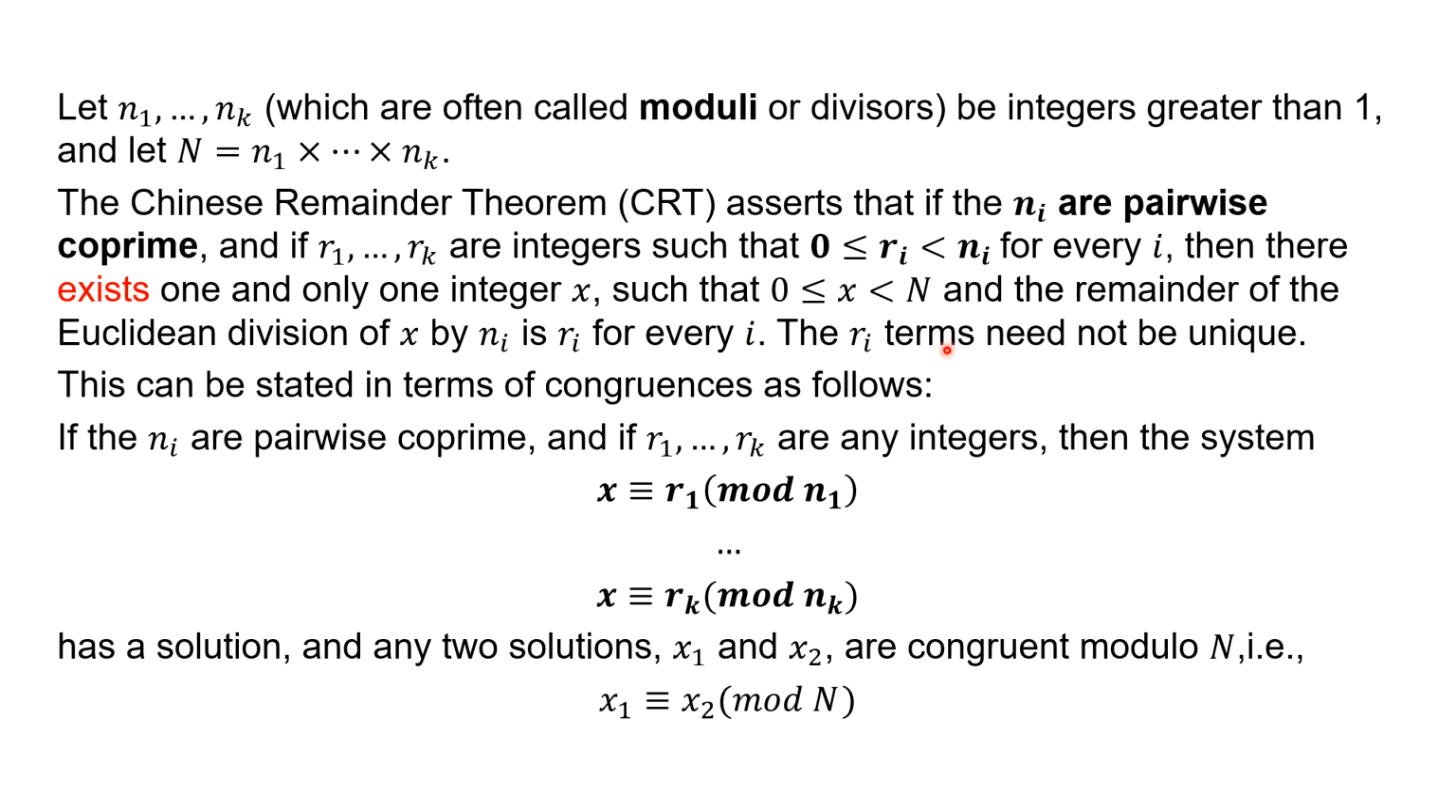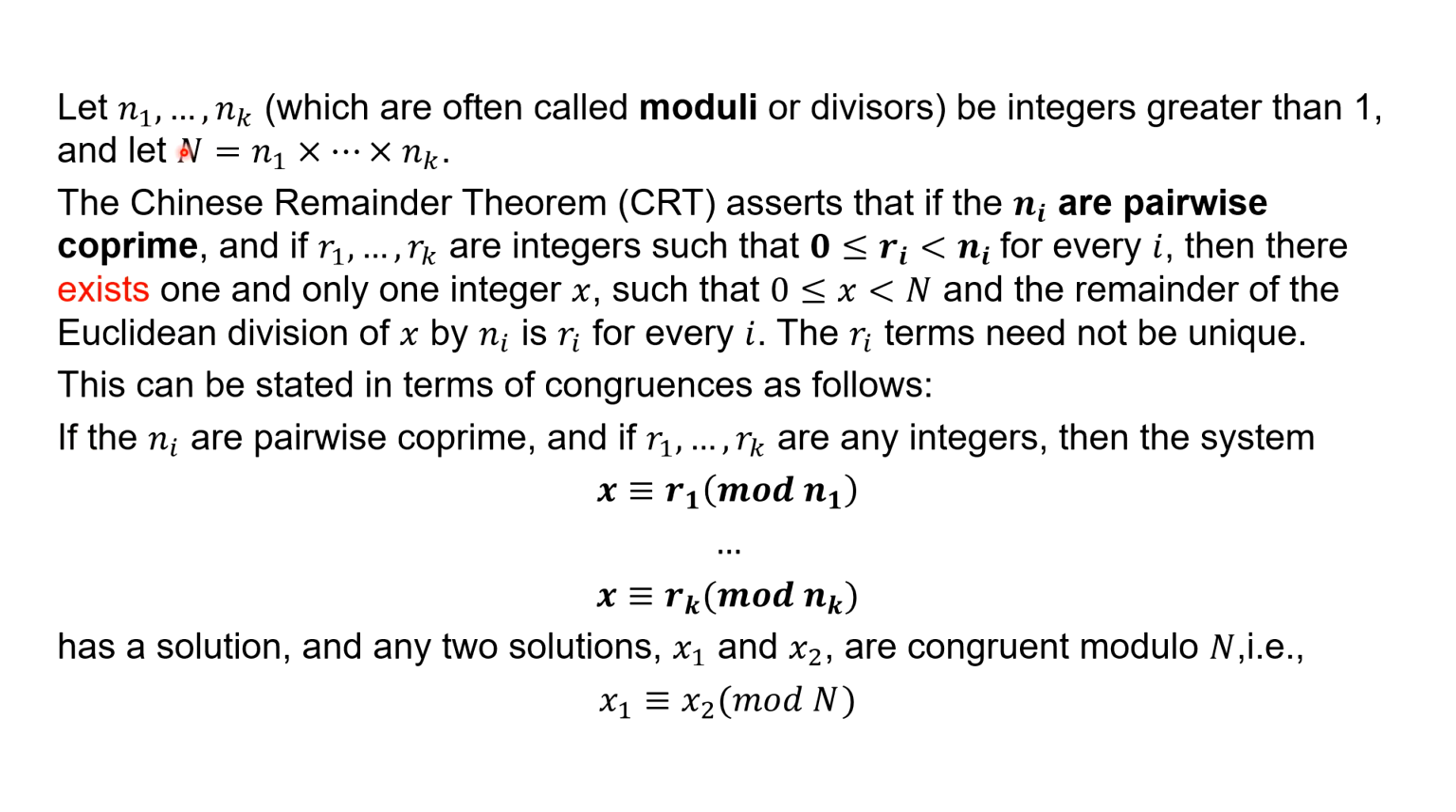And the r sub i terms need not be unique, so we can pick some of these being the same value if we want. So that's one way of stating it, and it's not all that easy to see. You need to kind of think about it a little bit to get your head around it. But maybe this version helps a little bit.